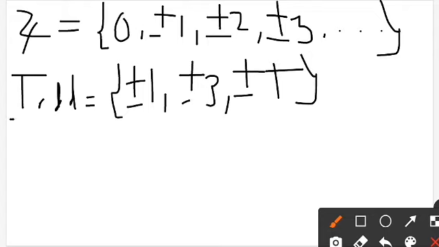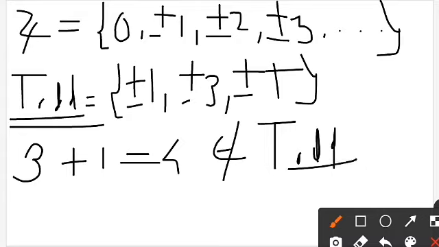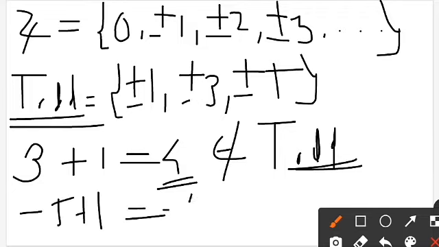So first of all we will need to check whether T is closed or not. If we take any two elements of T, let's say 3 and 1, then under addition operation it will give 4, which is not an element of T, because T is the set of all odd integers and 4 is an even integer, it is not odd. Also let's take any two integers, suppose minus 5 plus 1, it will give us minus 4, right, which is also even and it does not belong to T, which is the set of odd integers. Therefore the set of all odd integers is not a subgroup of the set of integers.